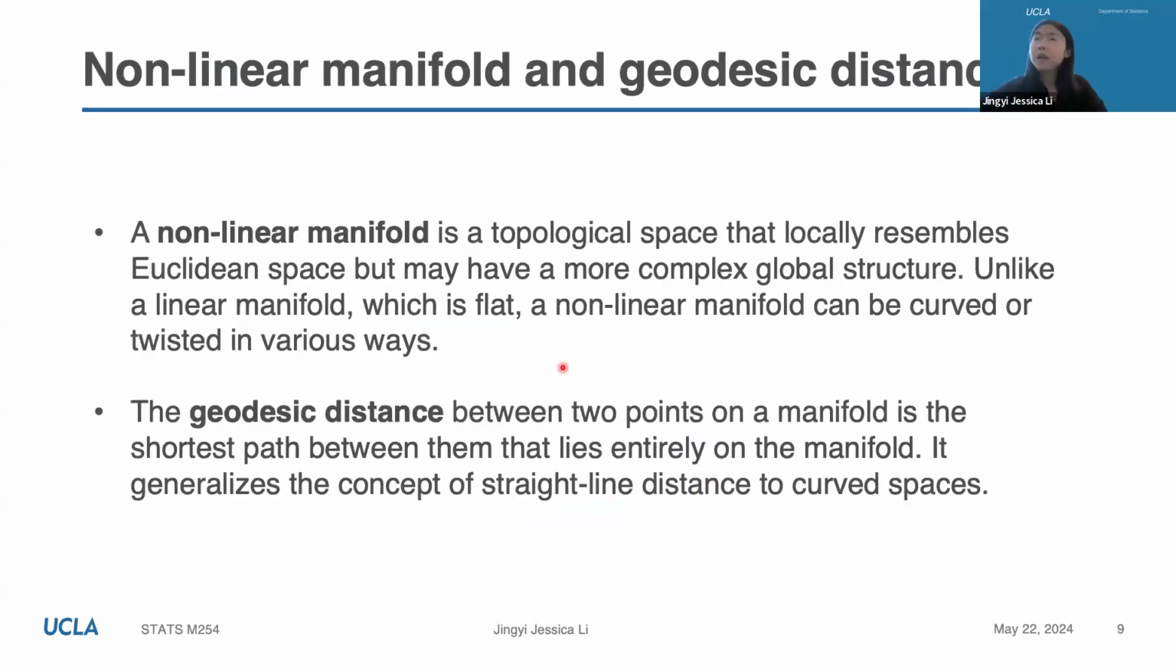Then what's the definition of a nonlinear manifold? It is a topological space that locally resembles Euclidean space but may have a more complex global structure. Unlike a linear manifold, which is flat, a nonlinear manifold can be curved or twisted in various ways. Then the geodesic distance between two points on a manifold is the shortest path between them that lies entirely on the manifold. It generalizes the concept of straight line distance to curved space.